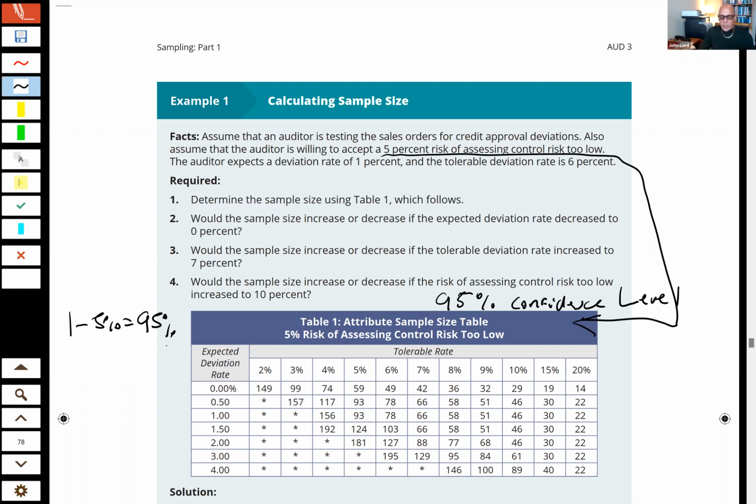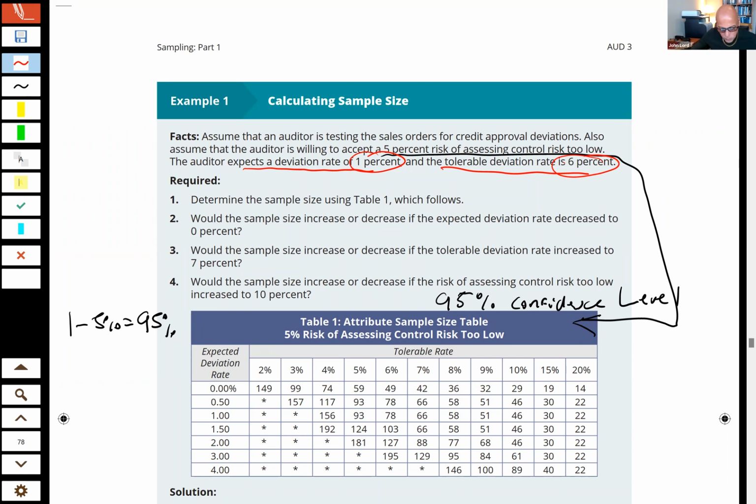On the exam, they might call it the 95% confidence level. I don't want you to get confused and say, well, where's the 5% risk? They might just call it the 95% confidence level. Now here they tell me that the expected deviation rate is 1%. The tolerable deviation rate is 6%. Again, population is not relevant here.